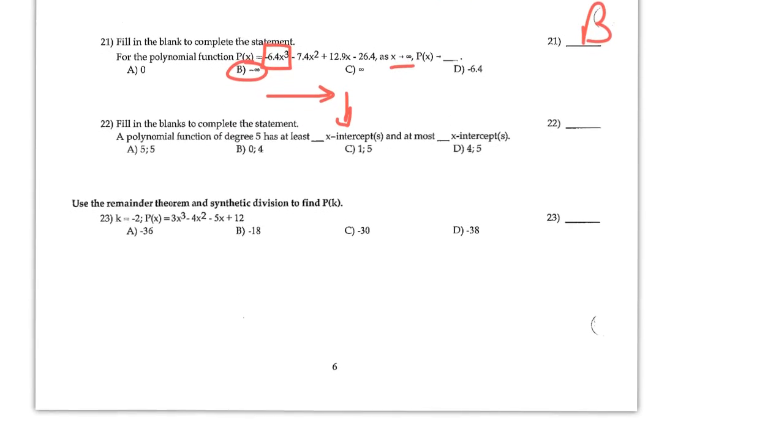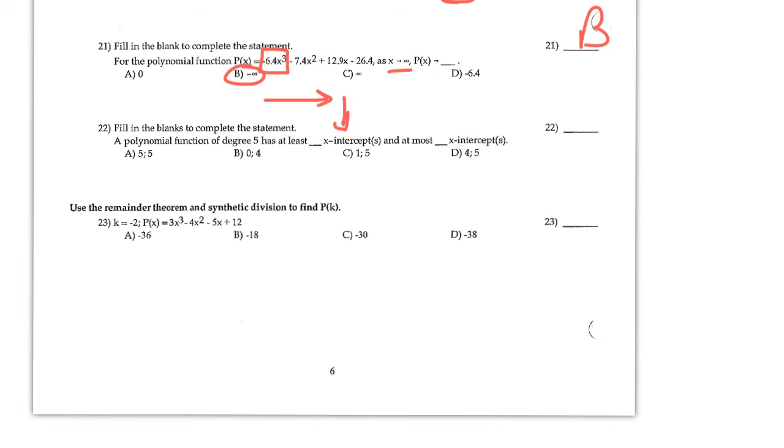a polynomial of degree 5 has at least how many x-intercepts and at most how many? Well, we know it has at most the same as the degree, so it's going to have at most 5. And if you think about a fifth degree polynomial, eventually it has to go all the way up or all the way down. Somewhere it's going to hit the x-axis. So the end behavior is going to cause it to have at least one x-intercept.